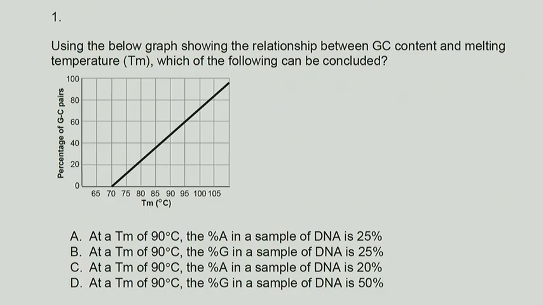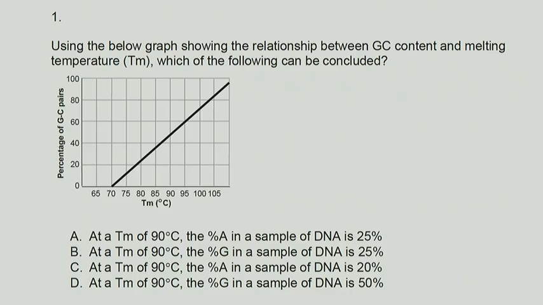So, at a Tm of 90, the percent A in the sample is 25%. How do we derive that from the information we're given? If you look at 90, it's about 50%. I said about 45, but if C and G are pairs, that's 50%, and then A and T are the other 50%. You get 25 for A. Yes, that is how you would walk through that.